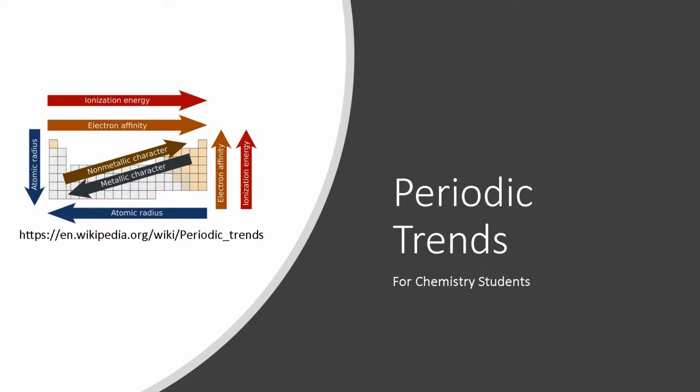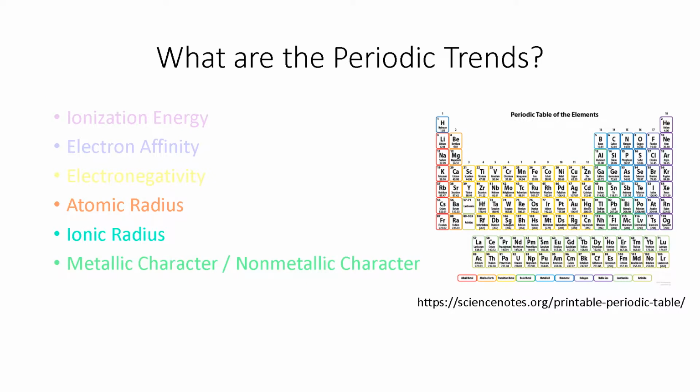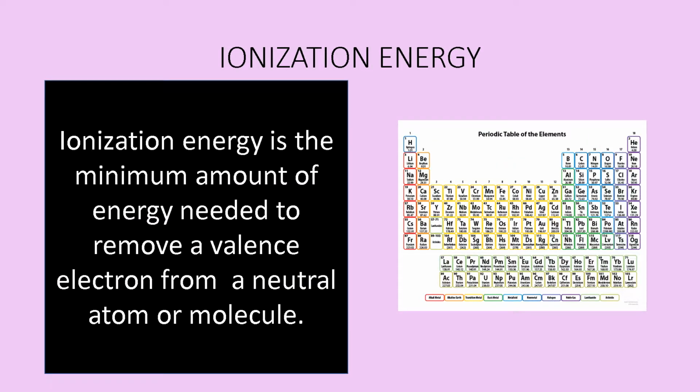Hi everybody, today's video we're going to be talking about the periodic trends. So what are the periodic trends? Ionization energy, electron affinity, electronegativity, atomic radius, ionic radius, and lastly metallic character or non-metallic character. We're going to first start by talking about ionization energy.